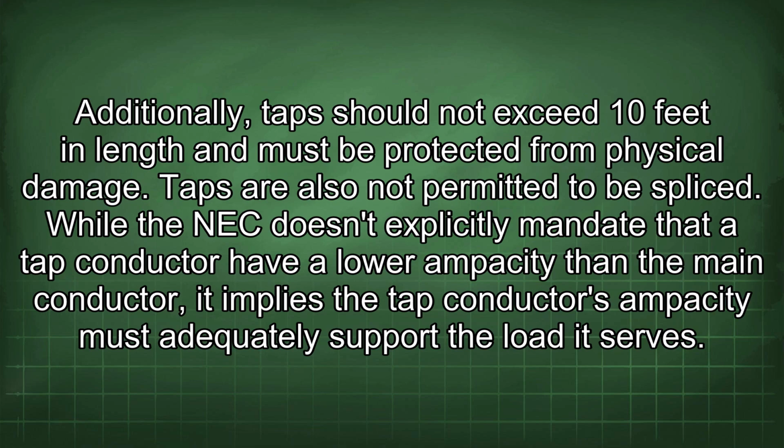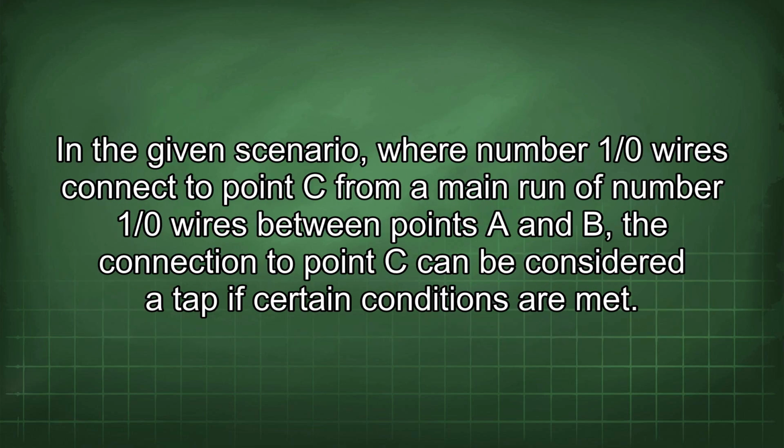Taps are also not permitted to be spliced. While the NEC doesn't explicitly mandate that a tap conductor have a lower ampacity than the main conductor, it implies the tap conductor's ampacity must adequately support the load it serves. In the given scenario, where number 1/0 wires connect to point C from a main run of number 1/0 wires between points A and B, the connection to point C can be considered a tap if certain conditions are met.